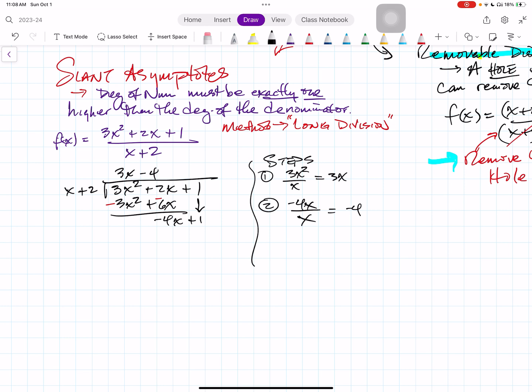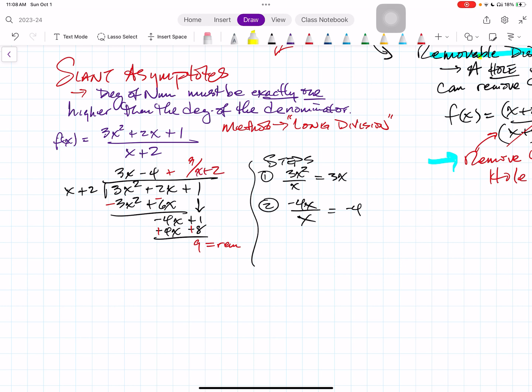Step 2, multiply. Negative 4 times x is negative 4x. Negative 4 times 2 is negative 8. Grab your red pen and add the opposite, and you get remainder 9. So that's equal to the remainder, so it's plus 9 divided by x plus 2.